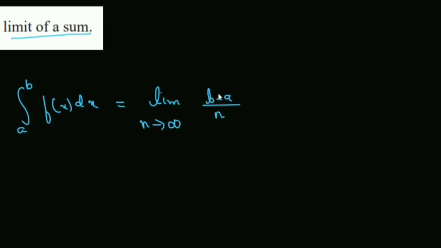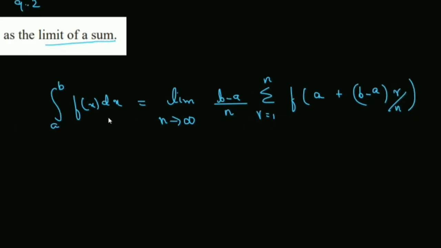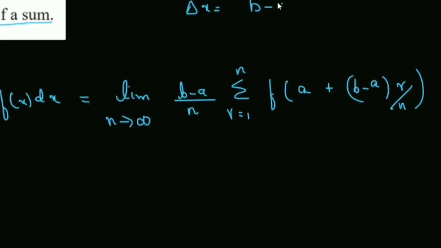This is your delta x. Sigma r is from 1 to n, f of a plus b minus a by n into r. The integral from a to b of f of x dx is this limit of a sum. So start with the limit n tends to infinity, delta x, b minus a by n, which you learned. Then sigma of the function, f of the lower limit a plus the same b minus a by n into r.